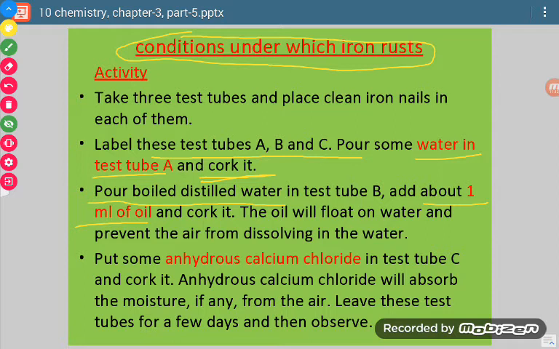This oil layer is to prevent the presence of oxygen, or to not allow oxygen to get dissolved in water. And in the third test tube, we have taken nails, and we will just add anhydrous calcium chloride. So what is the role of anhydrous calcium chloride? Its role is to absorb the moisture present in air.